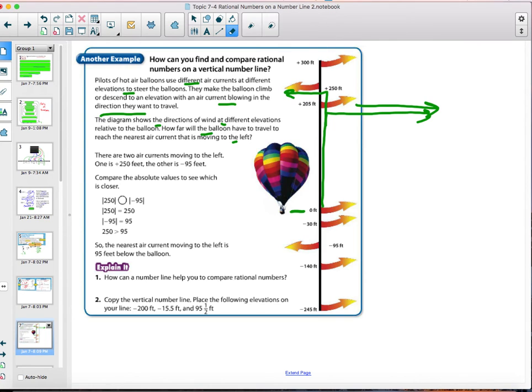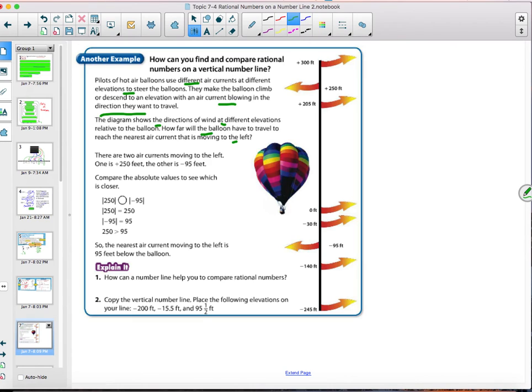Okay, so now what we can do is we can begin to compare distances and decide, do I elevate my balloon or do I decrease my balloon? Because there's two air currents moving to the left, this one and this one. And which one are they closest to? Are they closest to this air current right here, the negative 95 feet? Should they go down negative 95 feet or should they go up 250 feet?